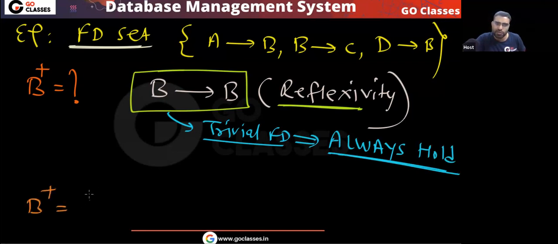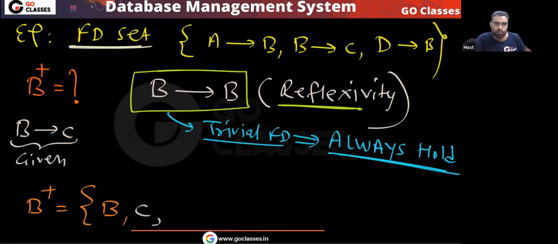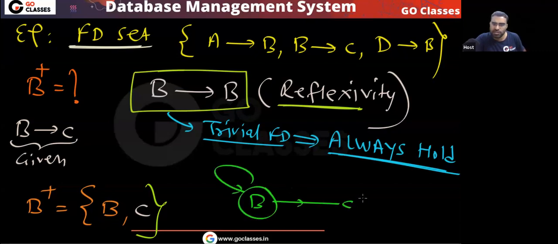So in B plus, I will start with B. Then you can notice B determines C. This is given to you. So you can put C also. Can you put something else? No, you cannot put anything else. So if you start at B, you can put B, you can put C, but you cannot reach D, you cannot reach A. So this is the simple point.